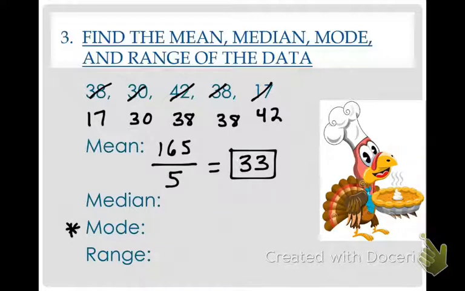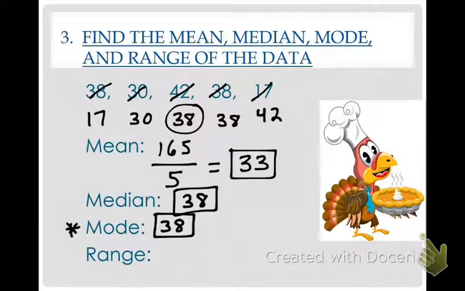Median. What is the median? The middle number. Out of that data set, it was 38. How about the mode? What's that mean? The number that appears the most, which was? 38. Also 38.